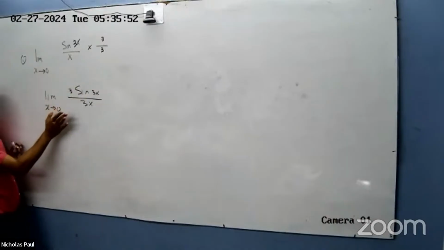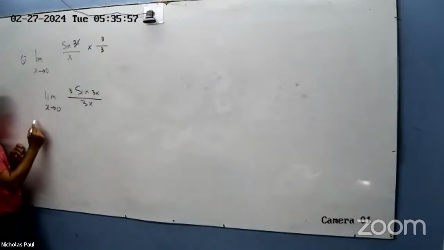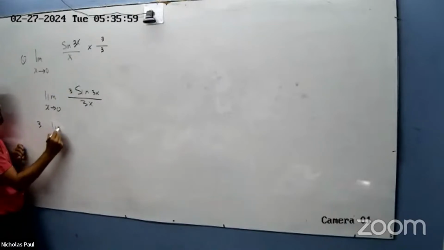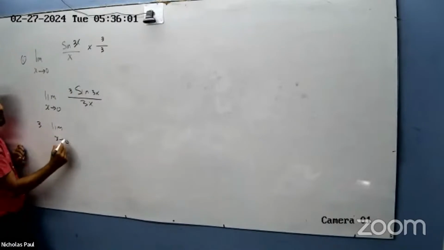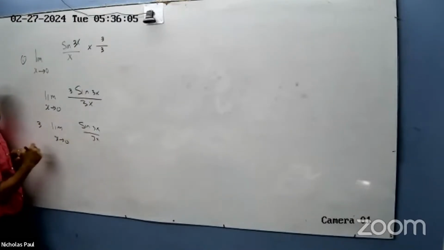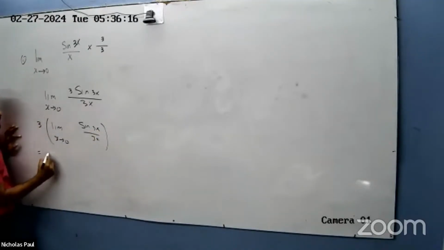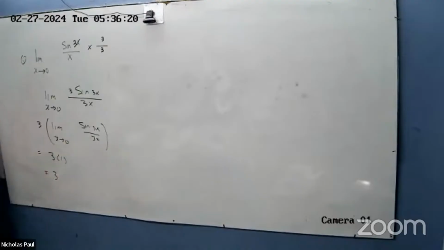Everything nice here so far, right? I'm going to take this 3 and bring it out here. So I'll end up with 3 times the limit as x approaches 0 of sine 3x over 3x. This whole thing is how much? This will be 1.